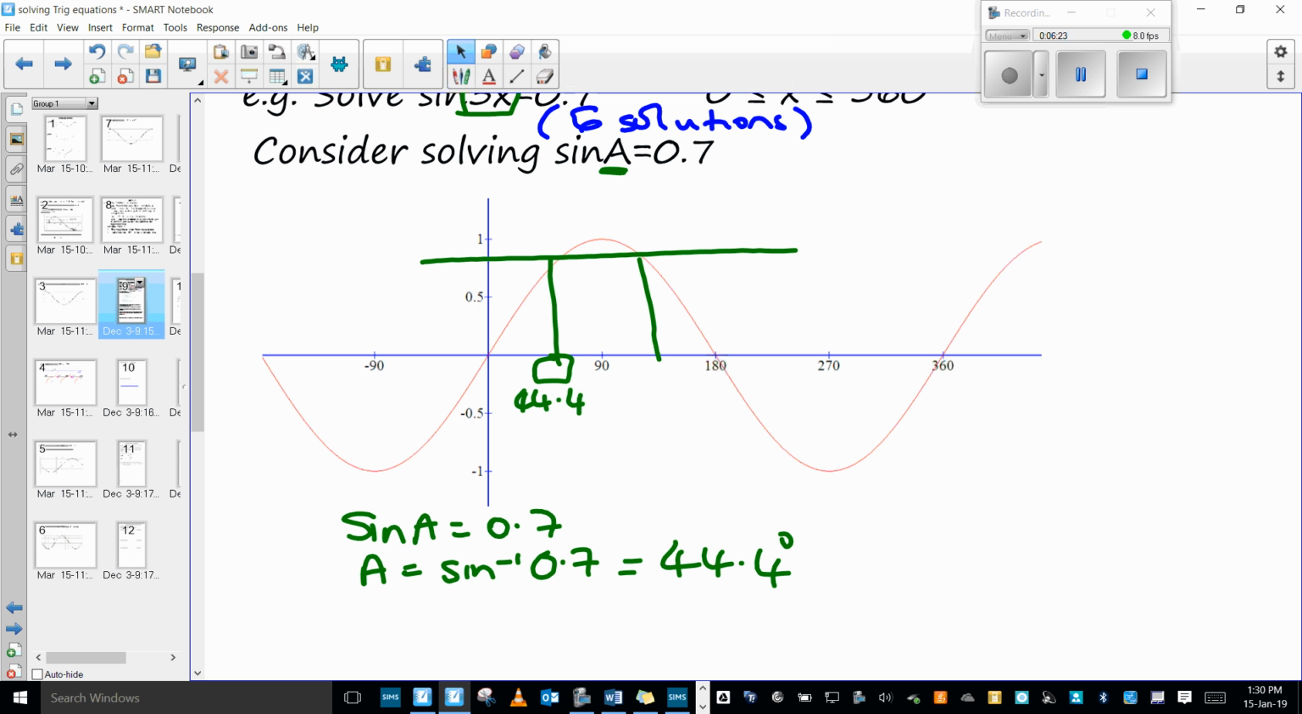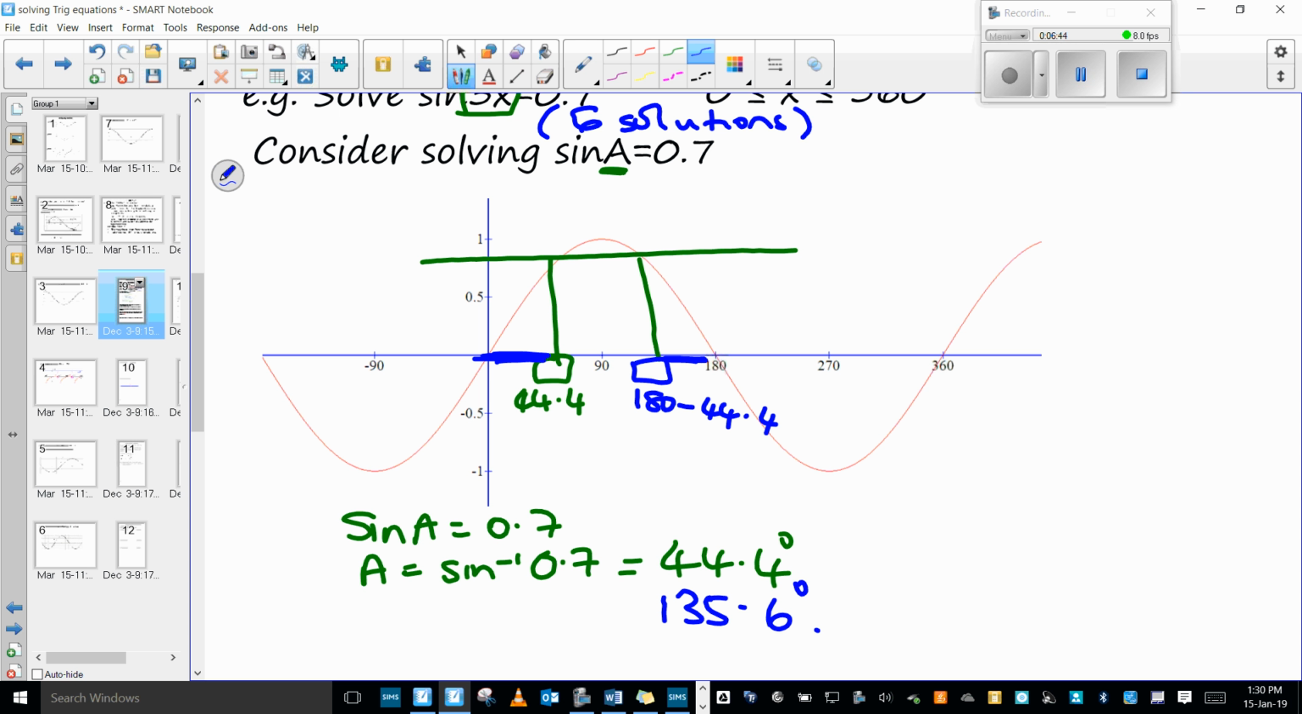How do we find this one? 180. Good, because of the symmetry, yes. So we know that that value represents 44.4. So then this one would represent 180 subtract 44.4. That's 135.6.